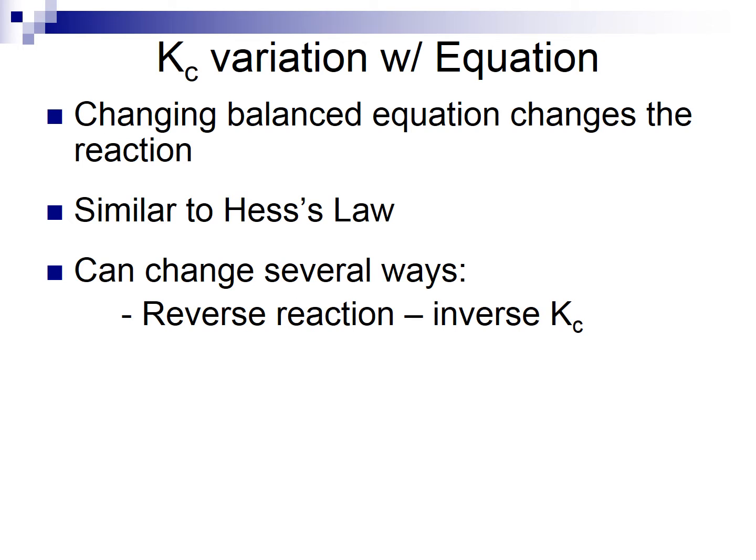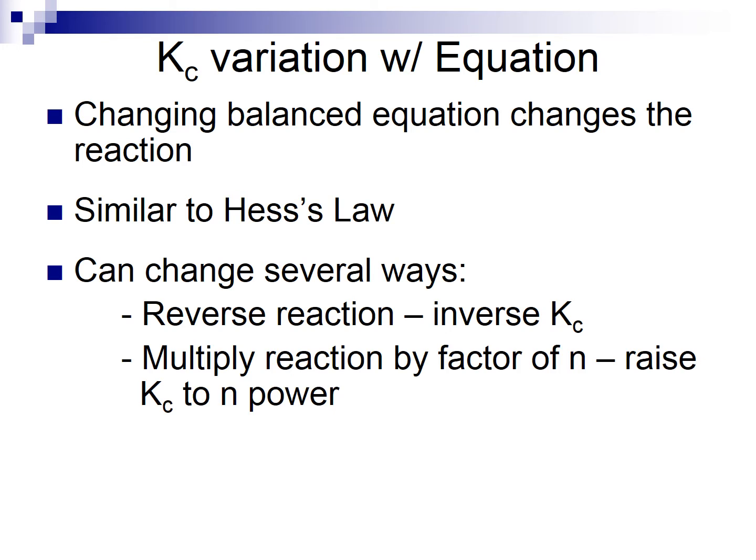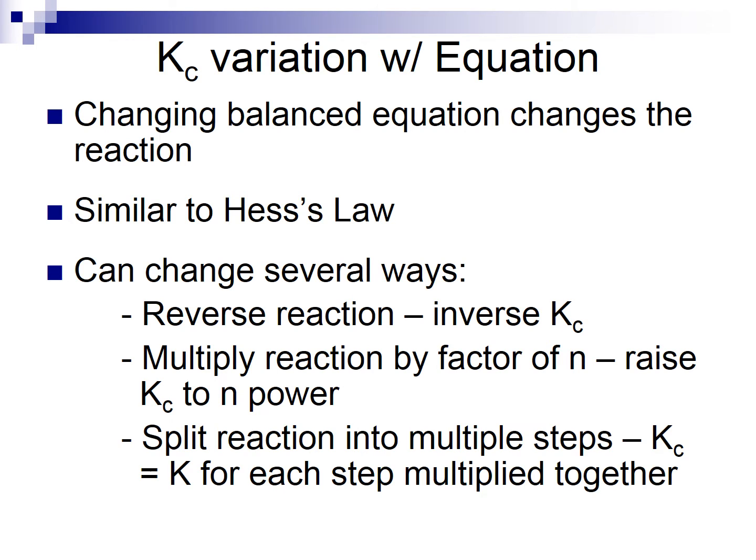I can reverse the reaction, and if I do this, I'm going to invert my K value. I can multiply my reaction by a factor of n. So for instance, I can multiply all of my stoichiometric coefficients by 2. If I multiply by a factor of n, my value of K is going to be raised to the nth power. I can also split reactions into multiple steps, like I can in Hess's law. In doing so, the K value overall is going to be equal to the K value for each step, all multiplied together.